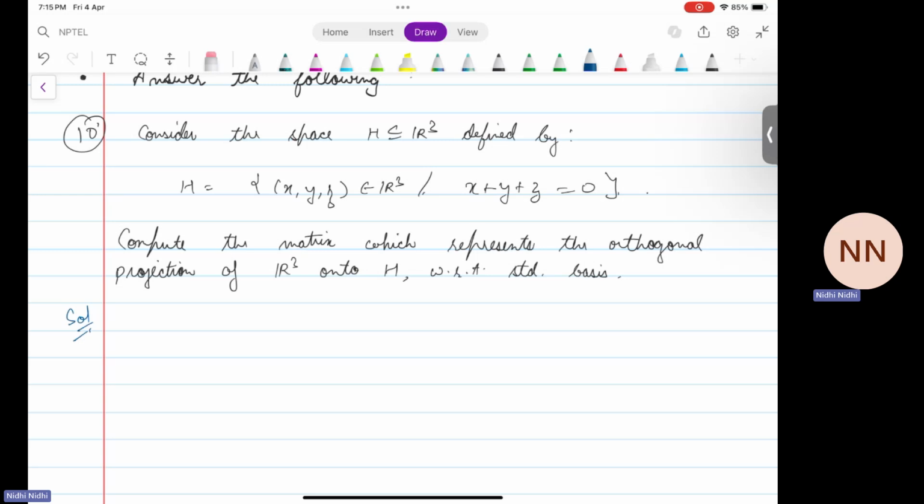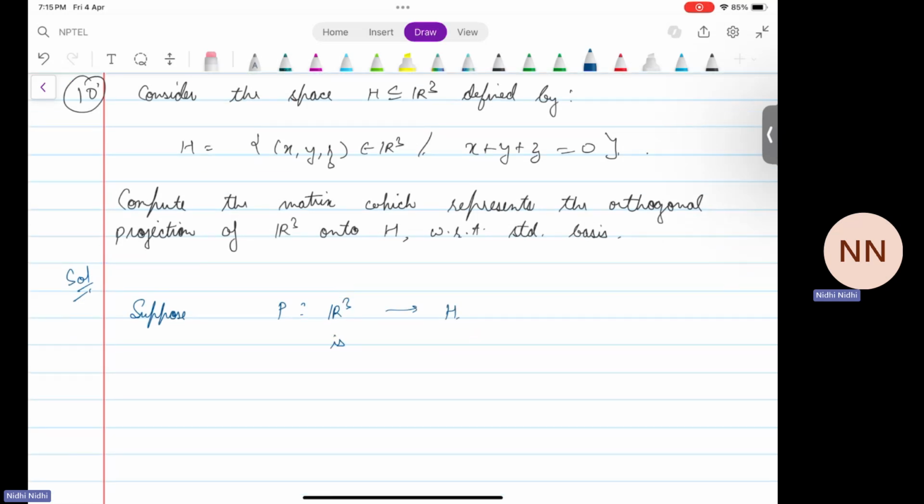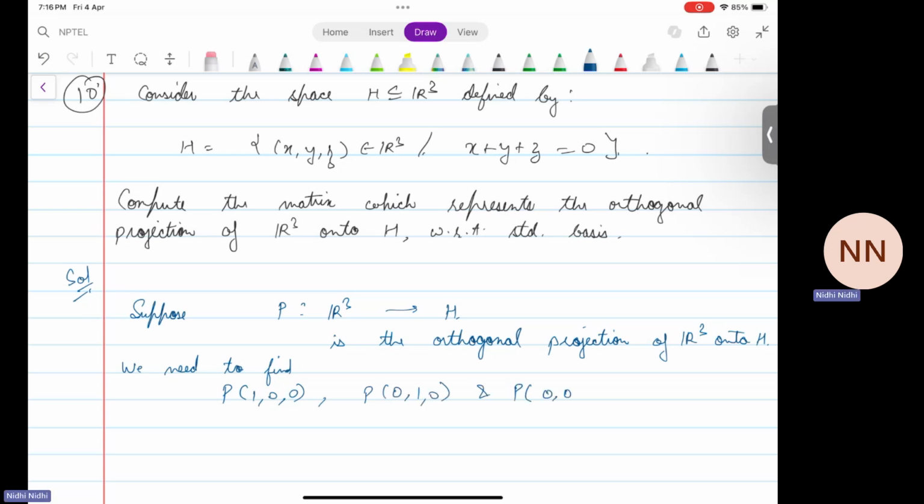So basically, suppose P from R3 to H is the orthogonal projection of R3 onto H, we need to find P of (1, 0, 0), P of (0, 1, 0), and the projection of (0, 0, 1).